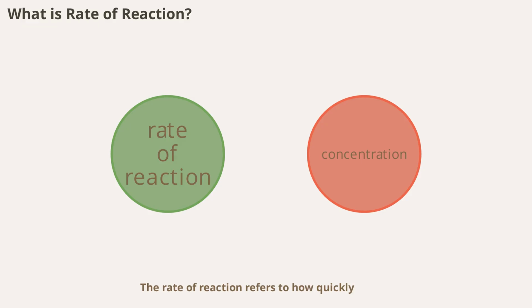Rate of reaction refers to how quickly reactants are converted into products in a chemical process. It's typically measured as the change in concentration of a reactant or product per unit time. Understanding reaction rates is crucial for predicting how long a reaction will take and for designing processes that require precise timing, such as in manufacturing or medicine. Reaction rates can be influenced by several factors, which we'll explore in detail throughout this chapter.